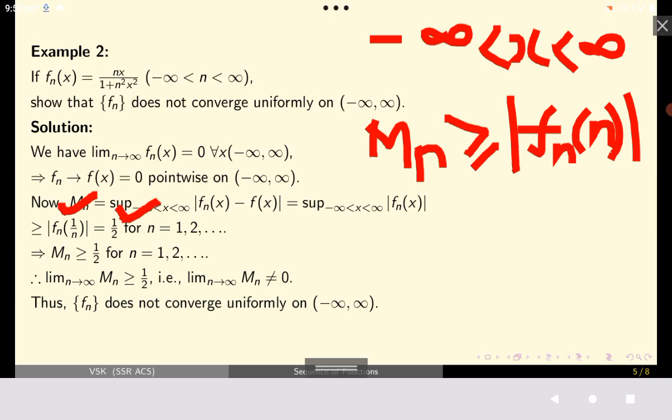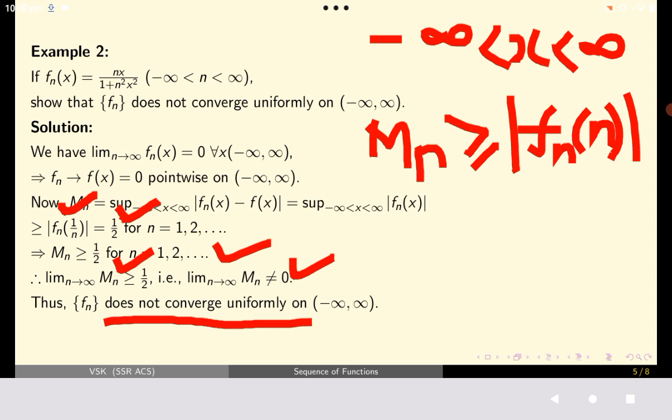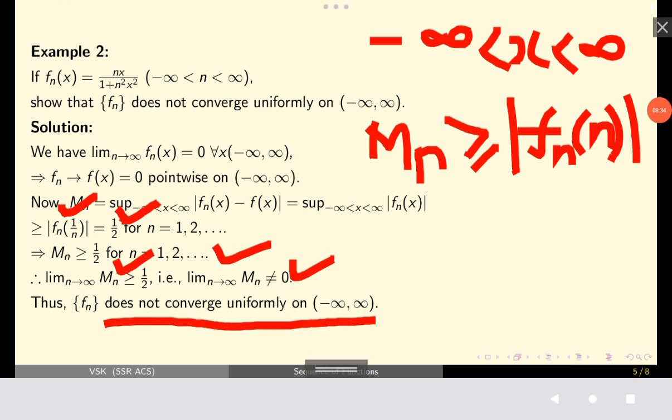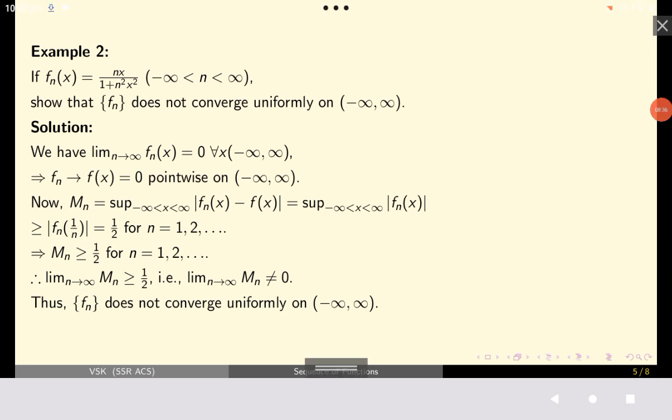So we got that M_n is greater than or equal to 1/2 for all n = 1, 2, 3 and so on. It means if we take the limit as n tends to infinity, M_n will be greater than or equal to 1/2. So this suggests that the limit of M_n is not equal to 0. Because of this, we conclude that f_n does not converge uniformly on minus infinity to infinity, because we require that the limit should be equal to 0, but it is not 0.